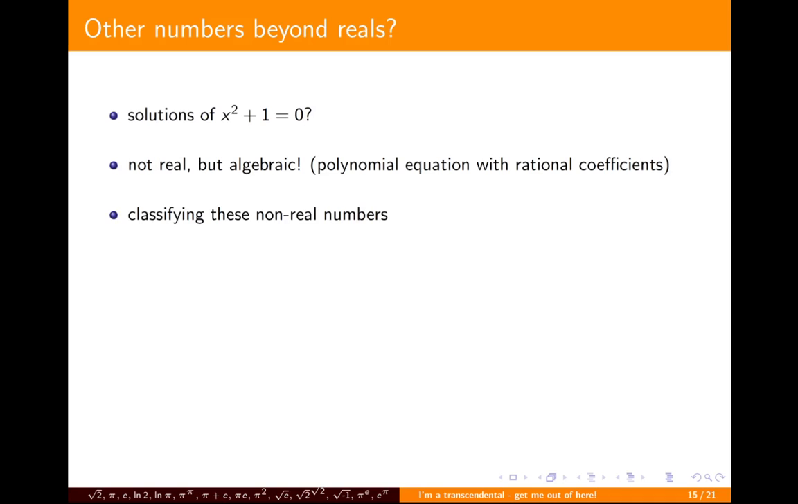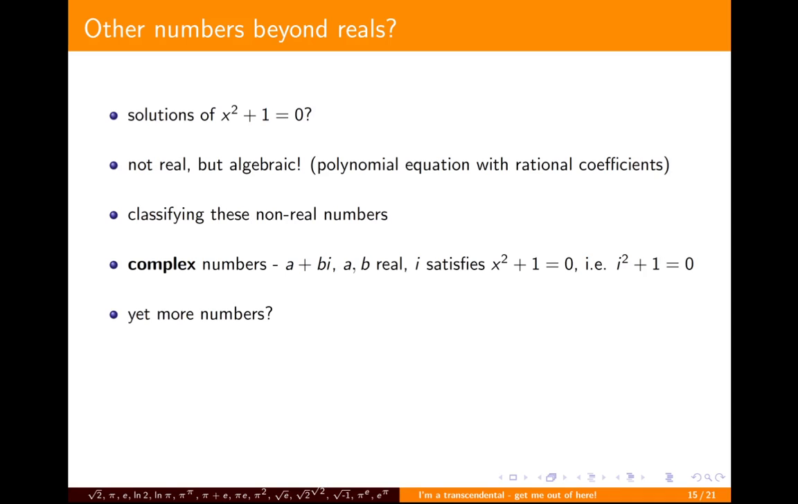So we need to classify a new set of numbers which are non-real numbers, and these are called complex numbers. They're of the form a plus bi, where a and b are real, and i satisfies that quadratic equation, i.e. i squared plus 1 is equal to 0. This includes all real numbers, because when b is equal to 0, the complex number is just real, it's the number a. It also includes what are called purely imaginary numbers, where a is equal to 0 and b is not equal to 0. Are there yet more numbers beyond the complex numbers? If so, are they algebraic or transcendental?